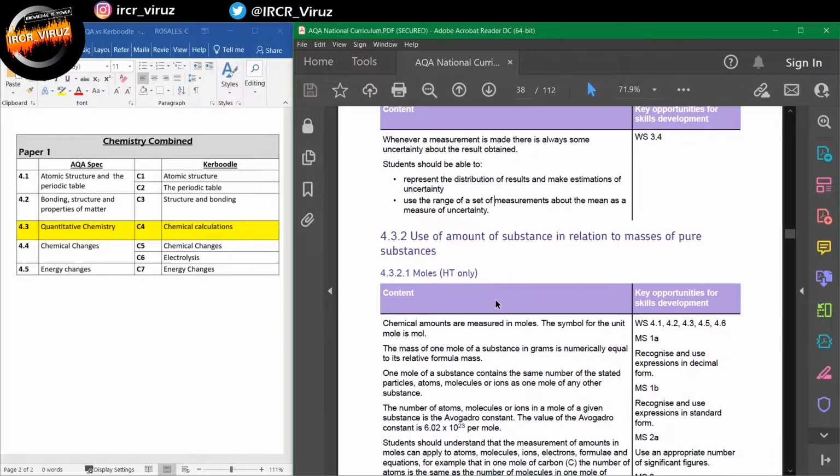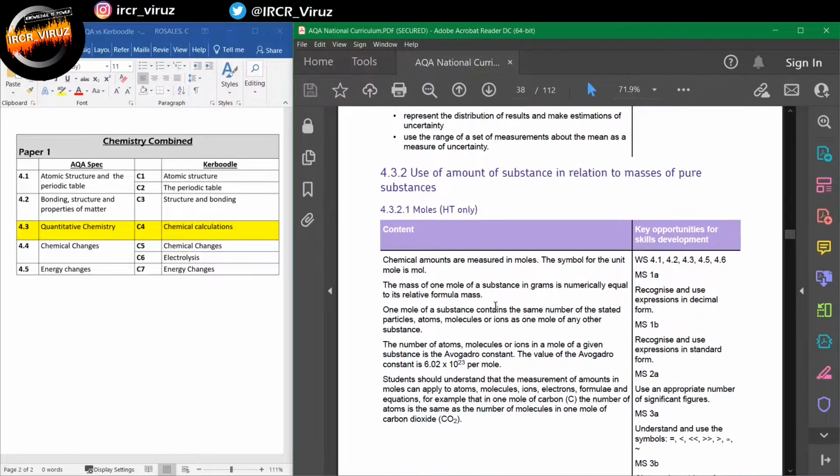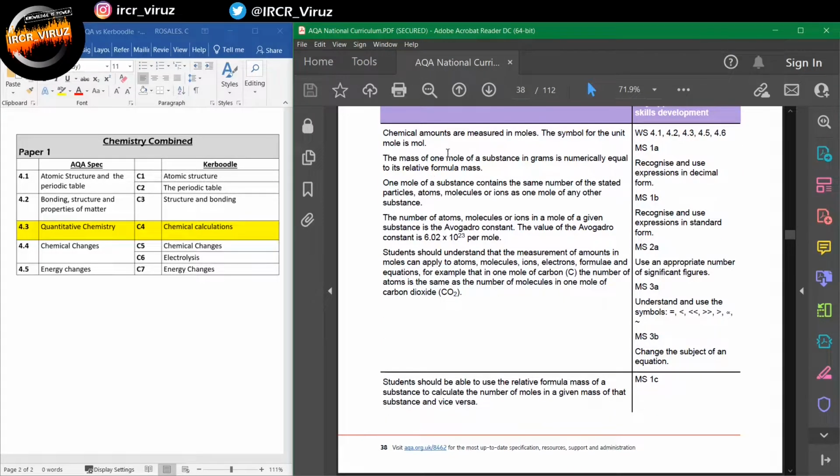Okay, now in 4.3 it says use the amount of substance in relation to masses of a pure substance. So chemical amounts are measured in moles. The symbol for the unit mole is mol. The mass of 1 mole of a substance in grams is numerically equal to the relative formula mass.